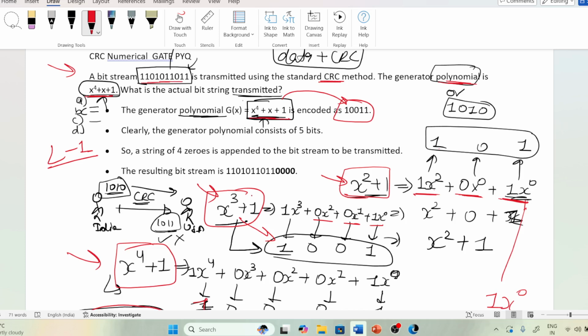Now how many bits are there? 5 bits are there. So L minus 1, the length minus 1. So 5 minus 1 is equal to 4. So 4 zeros is the number that we are going to append at the end. So 4 zeros we are going to append.